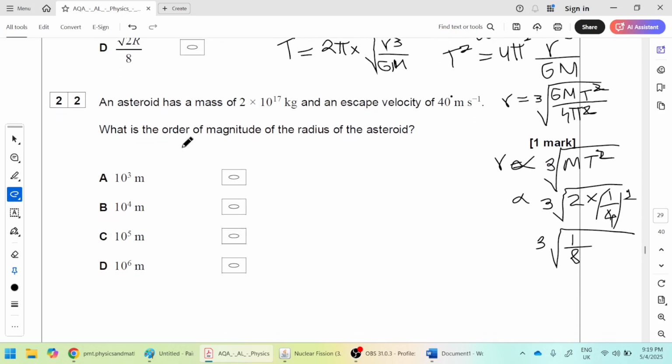Asteroid of mass 2 into 10 to the power 7, escape velocity, and so on, radius, order of magnitude of the radius of the asteroid, escape velocity. Escape velocity is the amount of kinetic energy required to shoot something to infinity. So we start from the surface of the planet. Is it from the surface of the planet? No, it's the center of the planet. Because at those scales, this little distance doesn't matter if you're shooting it to infinity anyway.